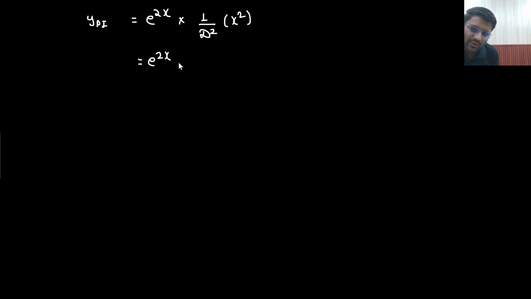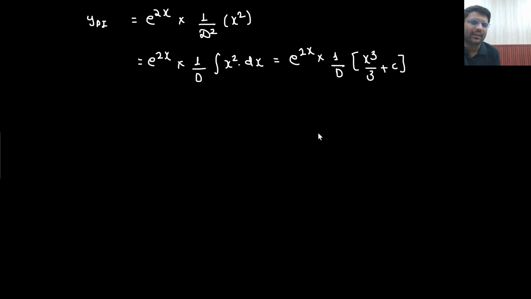What you need to do? E to the power 2x, 1 by D, and then integrate x square dx. What you will be getting? E to the power 2x, 1 by D, x cube by 3 plus c. Now, again you integrate. What you will be getting? E to the power 2x, again you integrate x cube by 3 plus c dx. Right? What is the meaning of 1 by D square? That means 2 times you need to integrate.